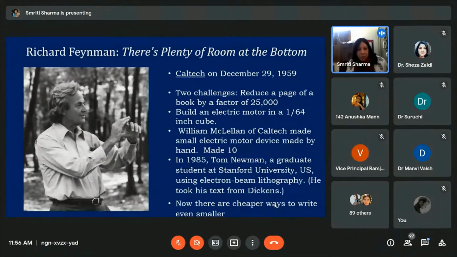At that time, miniaturization was sort of coming up. And he said, these are the two challenges, and $1,000 each for both of them. In just some months, William McLellan of Caltech made this electric motor device. He made 10 of these, and they're still there at Caltech. So he claimed the prize.